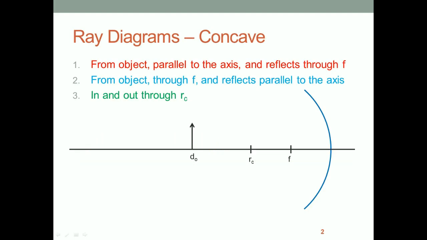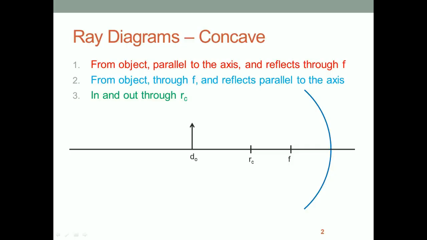So first off, we're going to start with a concave mirror. Here is the focal point. There is the radius of curvature or center of the circle, however you want. And we're putting the object way out here. Now, when working with mirrors, there are 3 rays. I have color-coded them so that you can follow it. And it's always the same 3 rays, though sometimes they look very different.